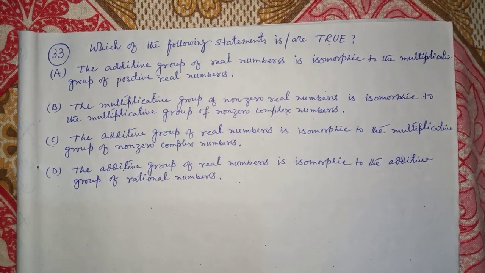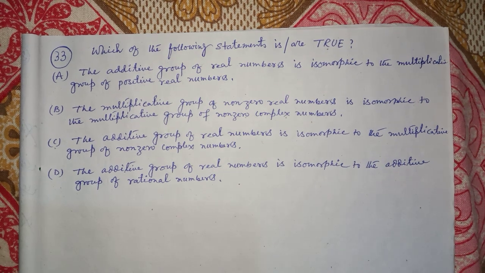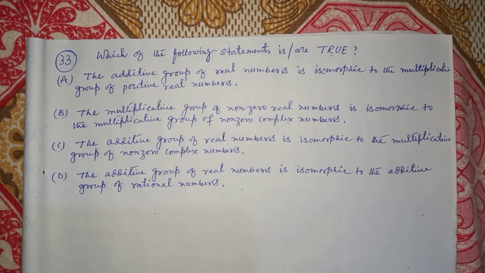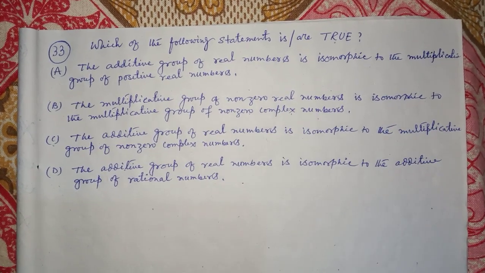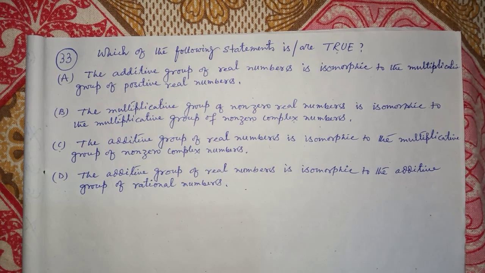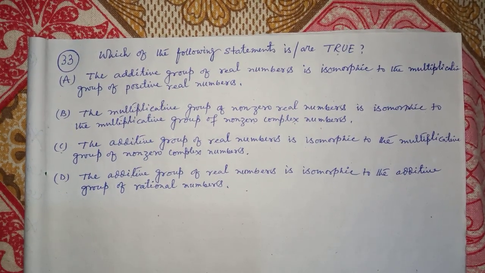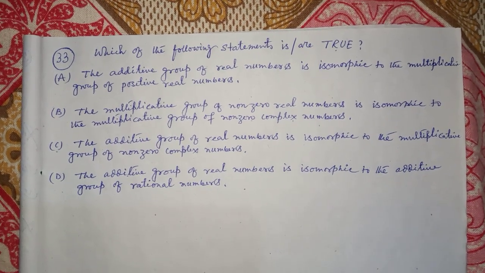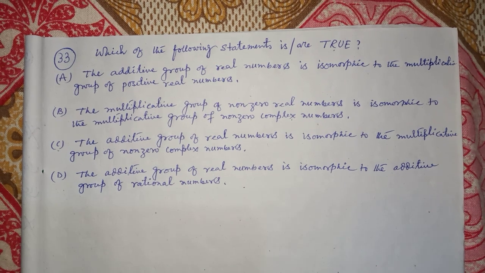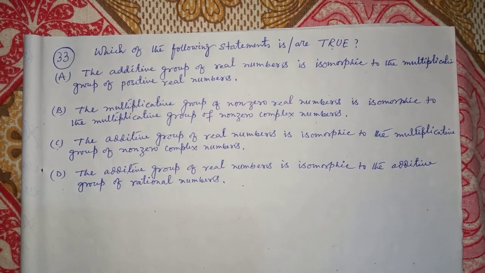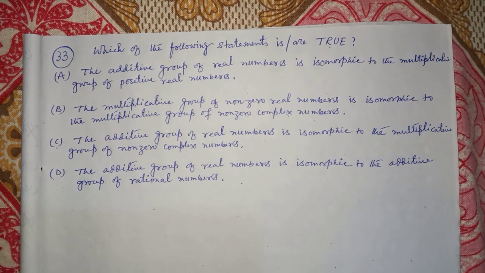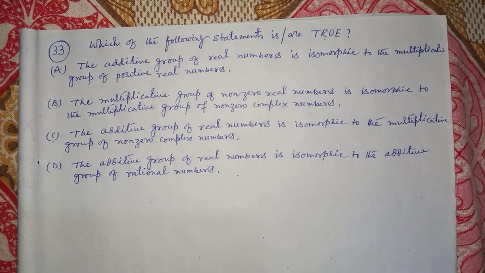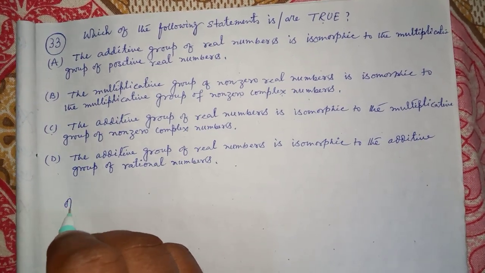Hello students, now we solve question number 33 from the question series of IIT JAM 2024. This question is from section B, and this is a multiple select question. The question is, which of the following statements is or are true? The additive group of real numbers is isomorphic to the multiplicative group of positive real numbers. That is option A.